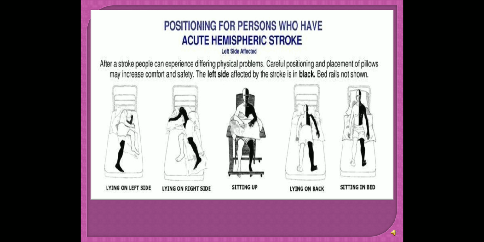We can use 3 pillows to support both shoulders, both the affected and unaffected shoulders. Then the left arm on a pillow, that means the affected arm should be on a pillow. Then an optional pillow can be used beneath the left hip, that is the affected hip. Then ensure that the feet are in a neutral position. This is a very important point: when you position a patient lying supine, we have to ensure that the feet are in a neutral position.